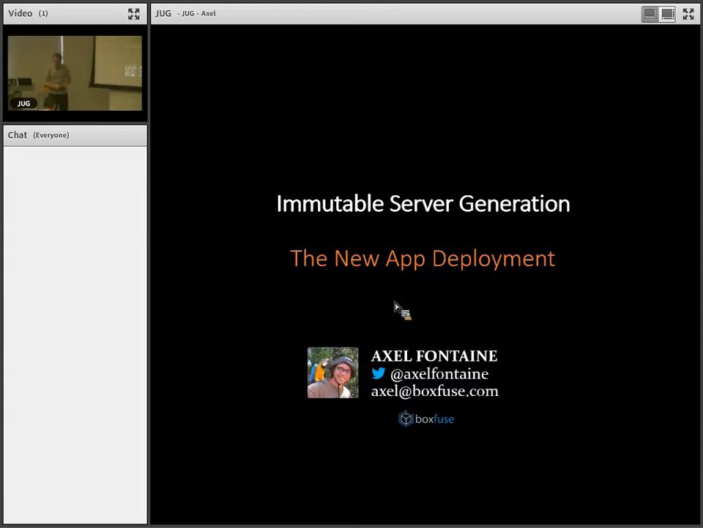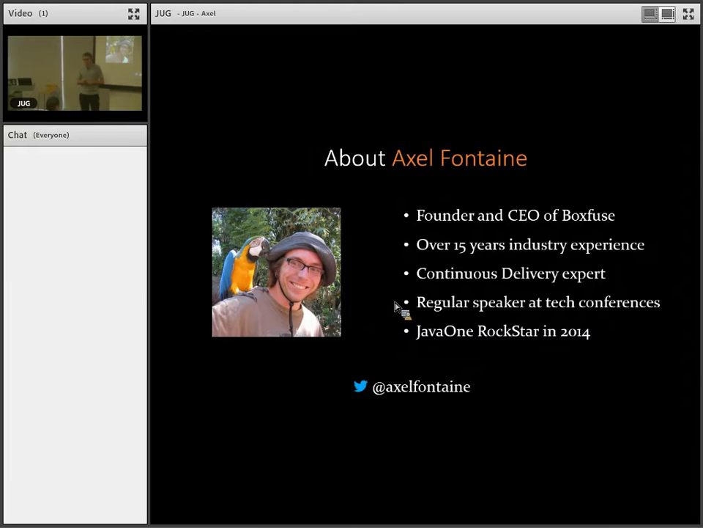So for tonight, the next hour, we're going to talk about immutable server generation, the new app deployment. For me, it's something I've been involved with for quite a while. Generally the DevOps space is something that has interested me for a long time. I've been in the industry since the end of the 90s, and I did lots of consultancy, and during that time I've been involved with many clients, many projects, and I always found that the intersection between development and operations was a place where a lot of efficiency could be gained, to express things nicely.